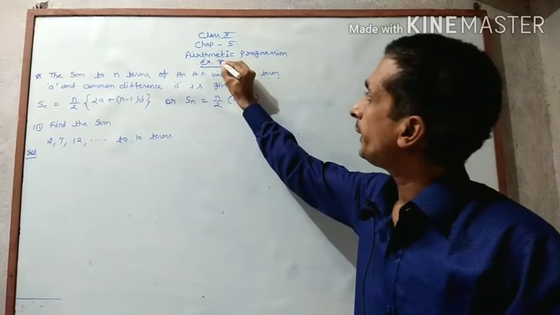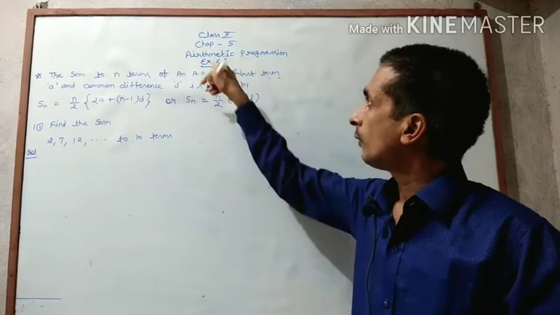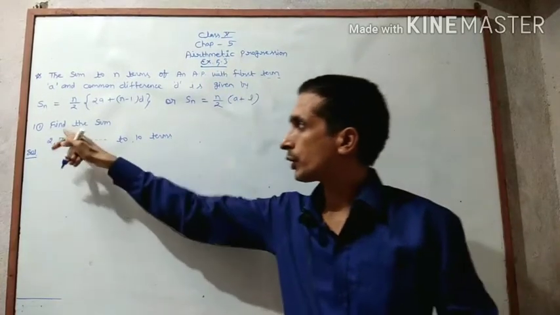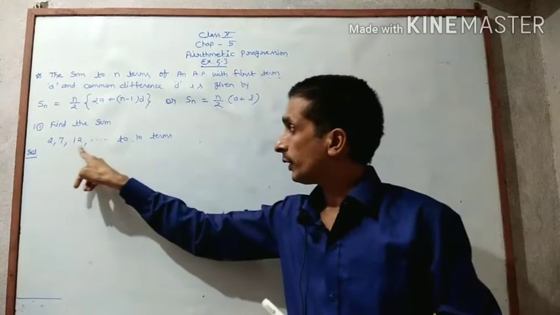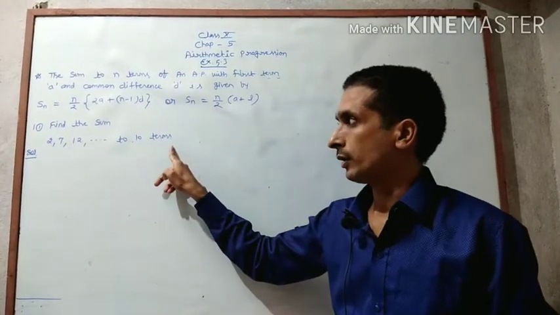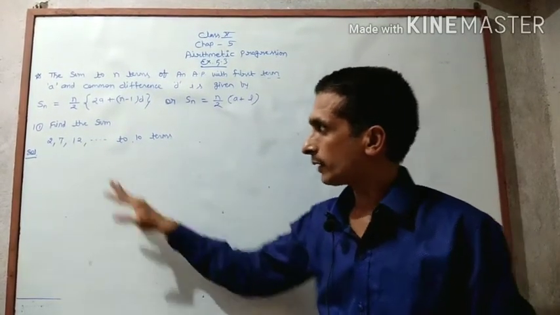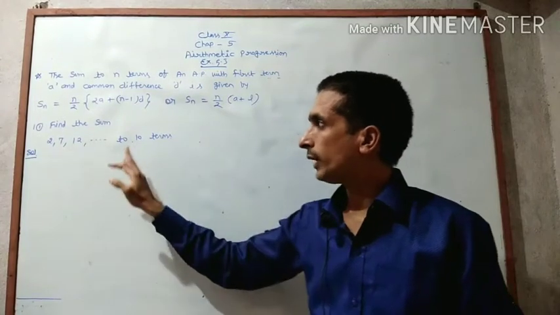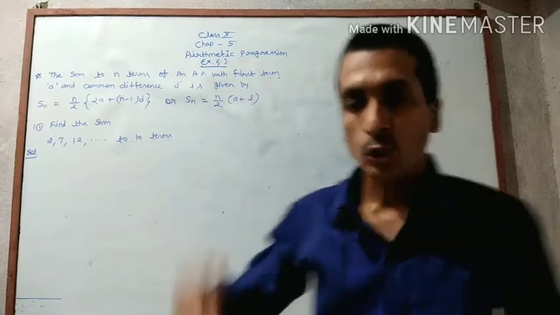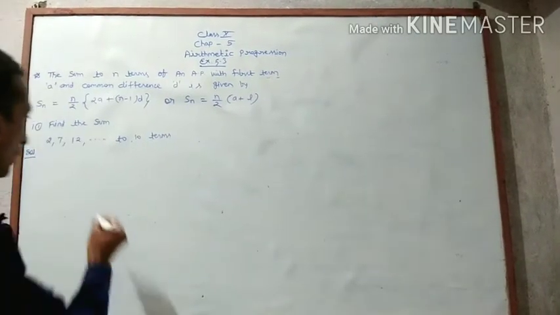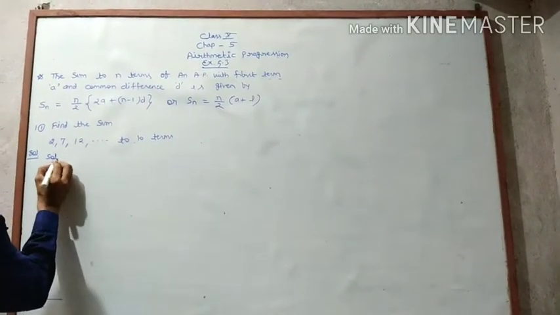Here it is exercise 5.3. Question number one: find the sum of the series 2, 7, 12, to 10 terms. We have to find the sum of the first 10 terms of the given series 2, 7, 12. Okay, so let us start this solution. You can see this solution.